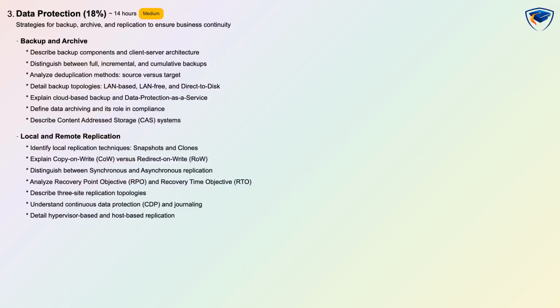For replication, be clear on local techniques such as snapshots and clones, copy on write versus redirect on write, synchronous and asynchronous replication, RPO and RTO trade-offs, 3-site topologies, continuous data protection, journaling, and hypervisor or host-based replication approaches.